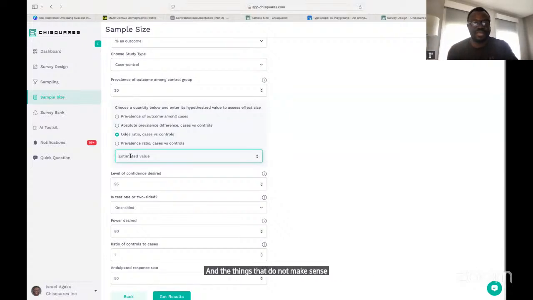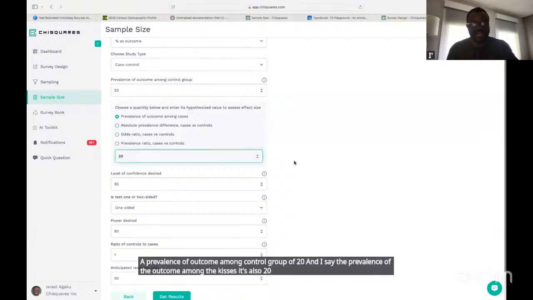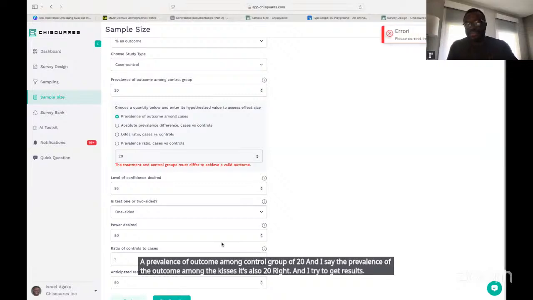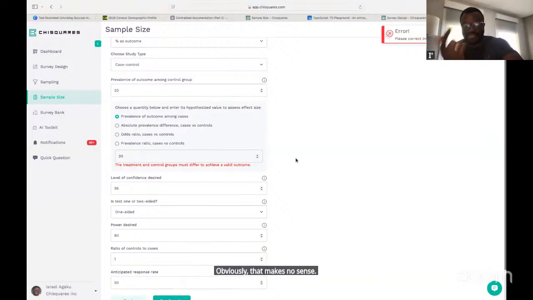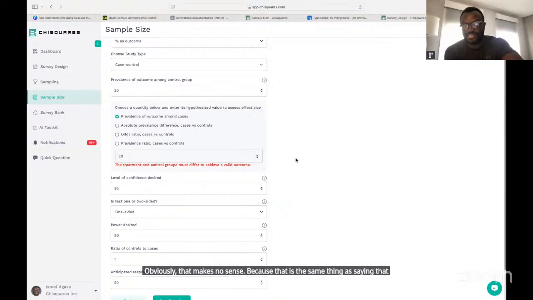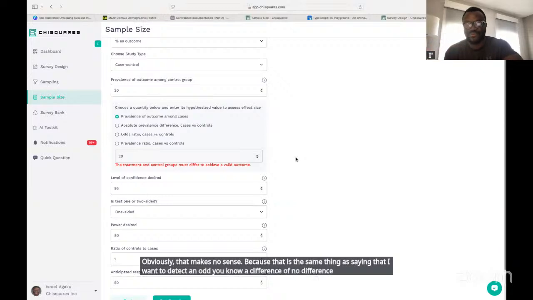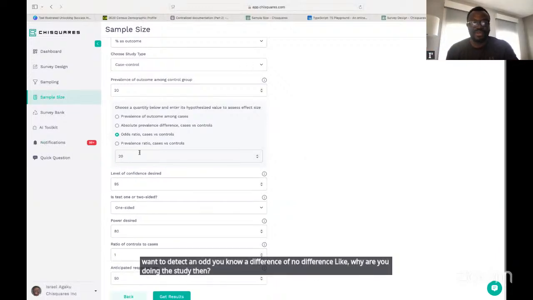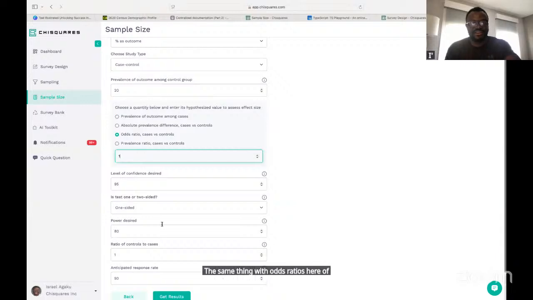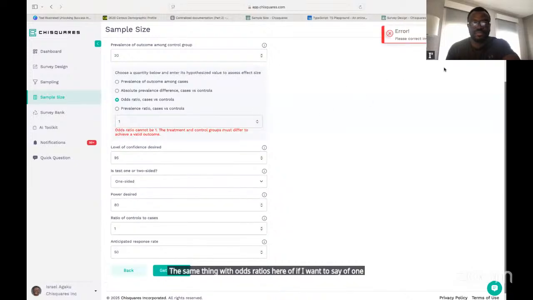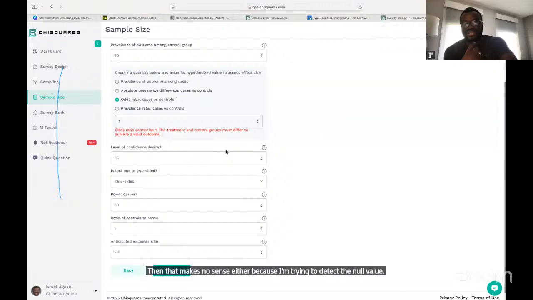So if I said, for example, a prevalence of outcome among the control group of 20, and I say the prevalence of the outcome among the cases is also 20, right? And I try to get results, obviously that makes no sense, because that is the same thing as saying that I want to detect a null difference. Like, why are you doing the study then? The same thing with odds ratios, if I want to say 1, then that makes no sense either because I'm trying to detect the null value. I need to be able to detect some difference in my results for it to make sense.